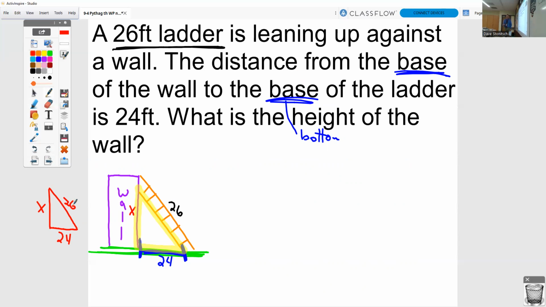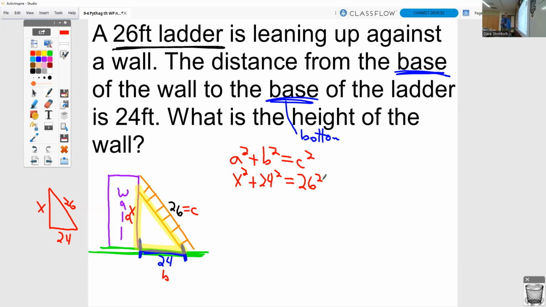So again, your slanted side is always your C side. So 26 is going to be your C. It doesn't matter which one you pick for A or which one you pick for B, but C has to be that 26 side. So again, we're going to use the formula A squared plus B squared equals C squared. Instead of A squared, I have X squared. Instead of B squared, I have 24 squared. And instead of C squared, I have 26 squared.